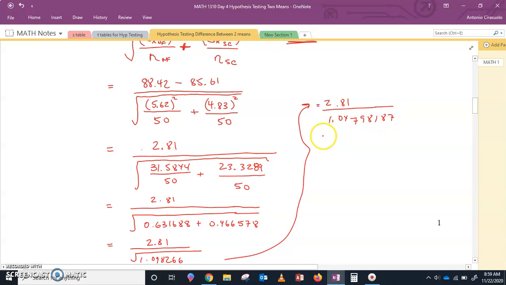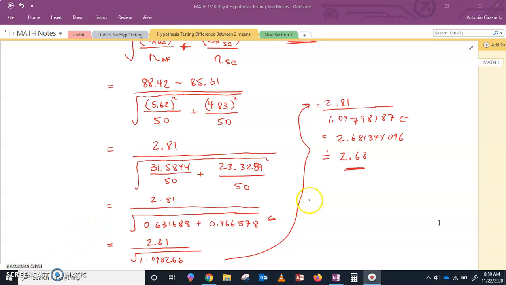Once again, I stress that you do not round until the very end, because rounding at any point in these parts of the question will affect your denominator, which will affect your overall answer, which can give you the wrong outcome. So do not round until the very end. So 2.681344096. And now we can finally round to 2 decimal places because we're using z-score, so it's 2.68 is our z-score.